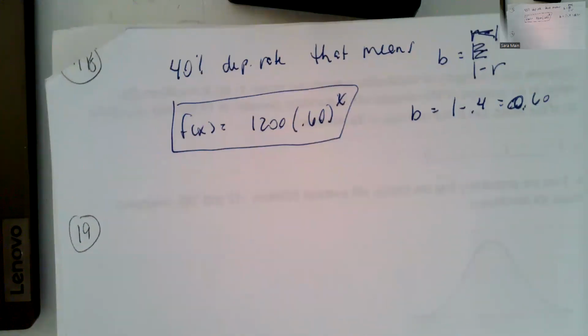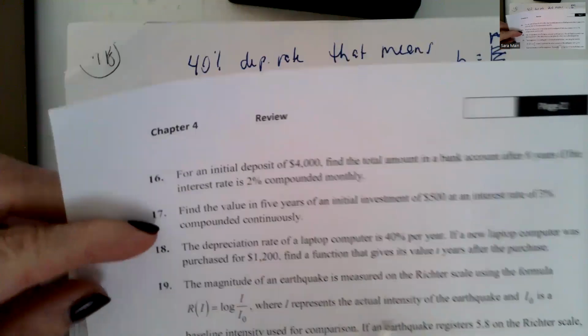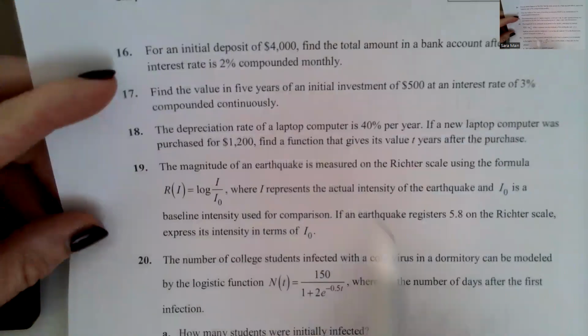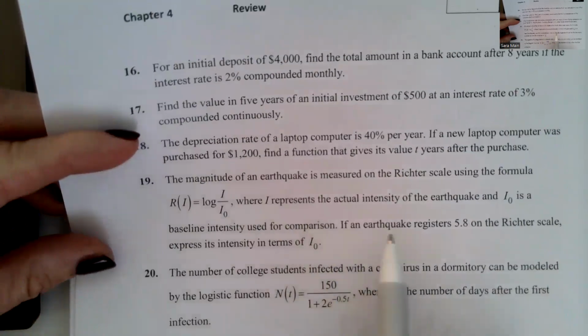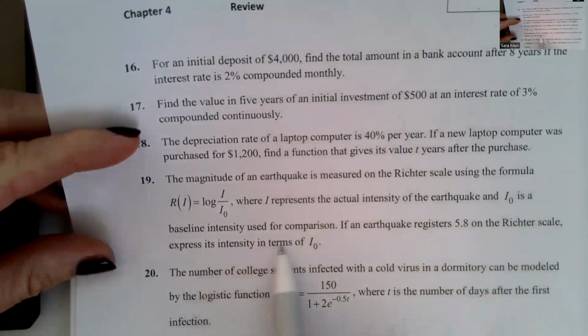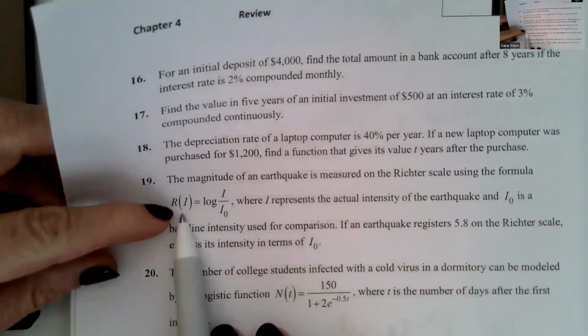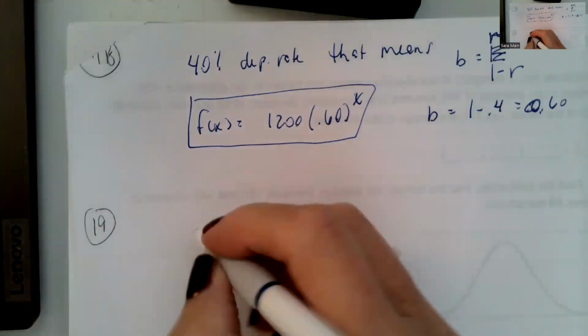Let's look at number 19. 19 says the magnitude of an earthquake is measured on the Richter scale. We've already done this little mini project I had you do, where you pick two earthquakes and compare them. And it says if an earthquake registers as a 5.8 on the Richter scale, express its intensity in terms of I0. So 5.8 is the R.